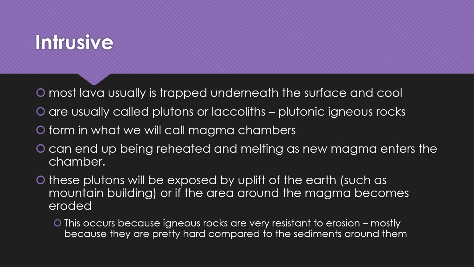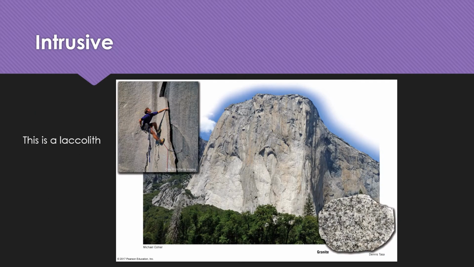Most of the time, these plutons will be exposed by uplift of the Earth, like mountain building, or if the area around the magma becomes eroded. This occurs because igneous rocks are actually very strong, so they don't erode as fast as, let's say, sandstone, mostly because they are pretty hard compared to the sediments around them. Examples of this are Mount Washington, Stone Mountain, Mount Rushmore, the Black Hills in South Dakota, and Yosemite National Park. So this is a laccolith. This is what it looks like.